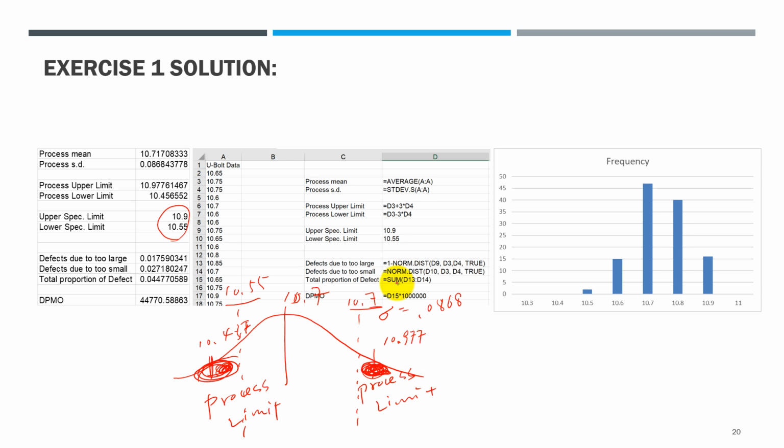So if you look at the total proportion of defects, you have 2 defects coming from 2 different areas, being too small and being too big, and you combine these, this is the proportion of defects. You multiply by 1 million, this is your DPMO. Okay, so DPMO is actually very huge. This is not a very capable process. That is the verdict. So if you look at the distribution, it is approximately normal, right? If you can approximate it. A lot of times we are approximating it because nothing will be exactly normal.